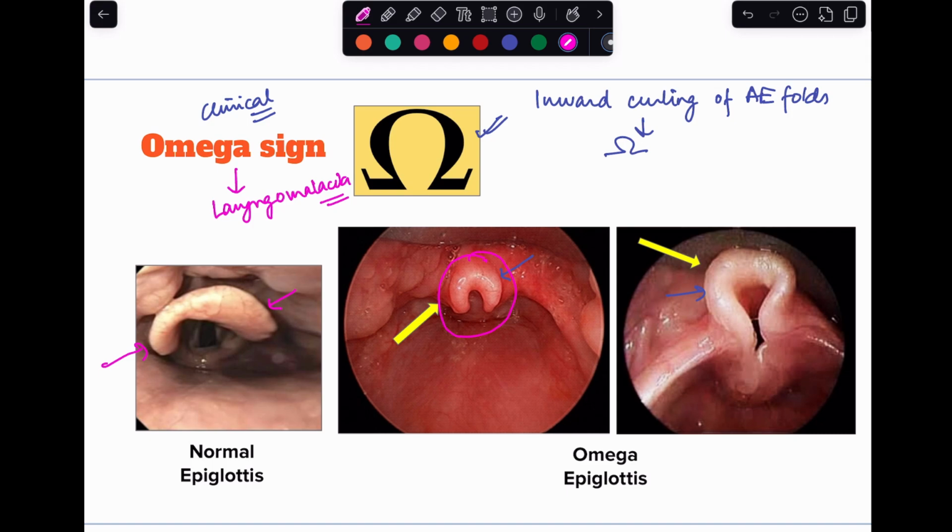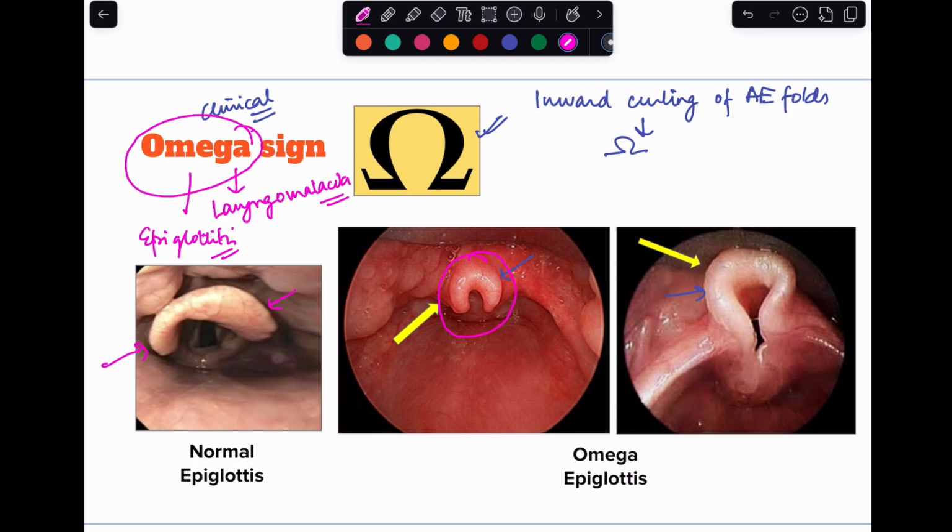It is important to remember that very commonly a lot of us end up confusing omega epiglottis with epiglottitis. That is not true. We do not see this in epiglottitis. We see omega epiglottis in a case of laryngomalacia.